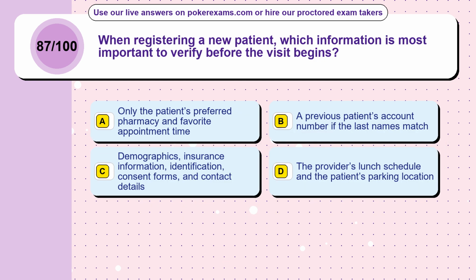Question 87. When registering a new patient, which information is most important to verify before the visit begins? Option A. Only the patient's preferred pharmacy and favorite appointment time. Option B.